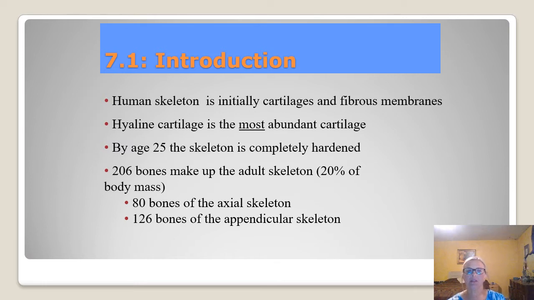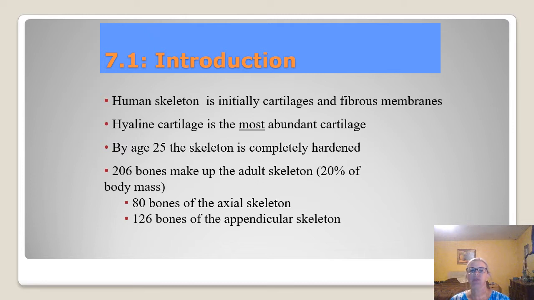We've got the human skeleton that initially starts out as cartilaginous and fibrous membranes. Hyaline cartilage especially, and for a period of time, an embryo in the womb is made wholly of pretty much hyaline cartilage that then later changes into bone. So hyaline cartilage is the most abundant cartilage. It's very pretty, I think. It's one of my favorite tissues to learn.